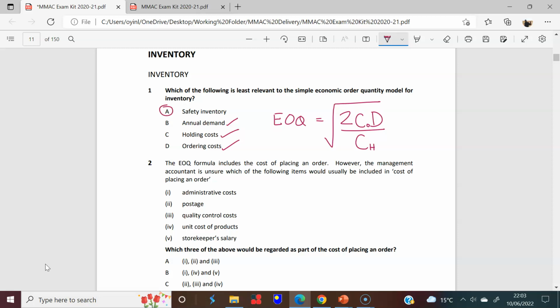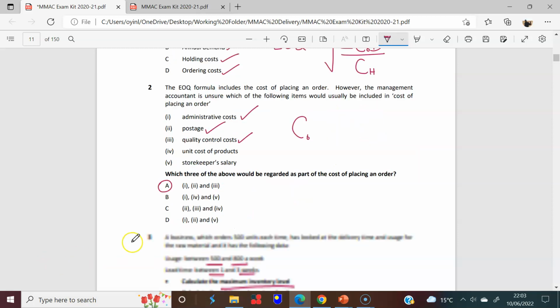The next question goes on to say, okay, look, what about cost of ordering? What's going on there? Well, with cost of ordering, like I said, this is the cost of placing the order. So we're talking about the administrative costs involved, the postage costs of getting the stock to us, and certain quality control costs, if you like. So in terms of making sure the stock arrives safely and it's well protected, and just making sure we have the right carrier, things like that.